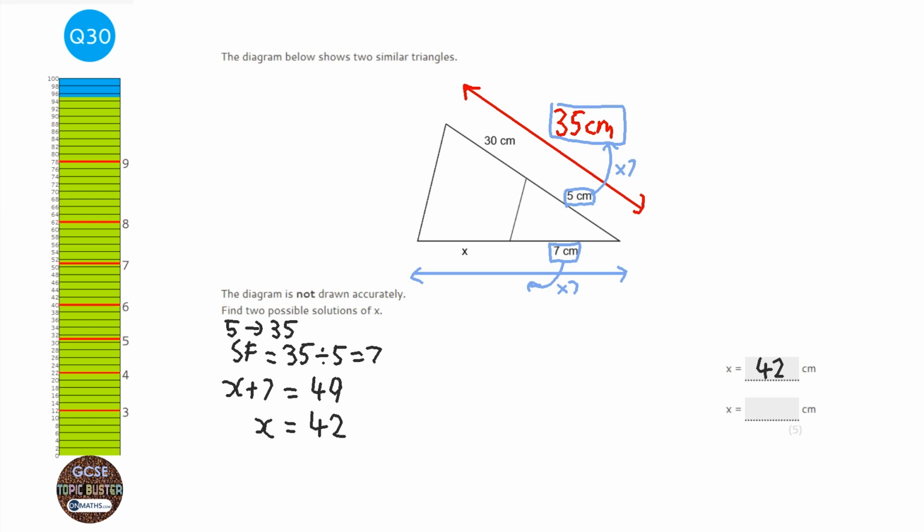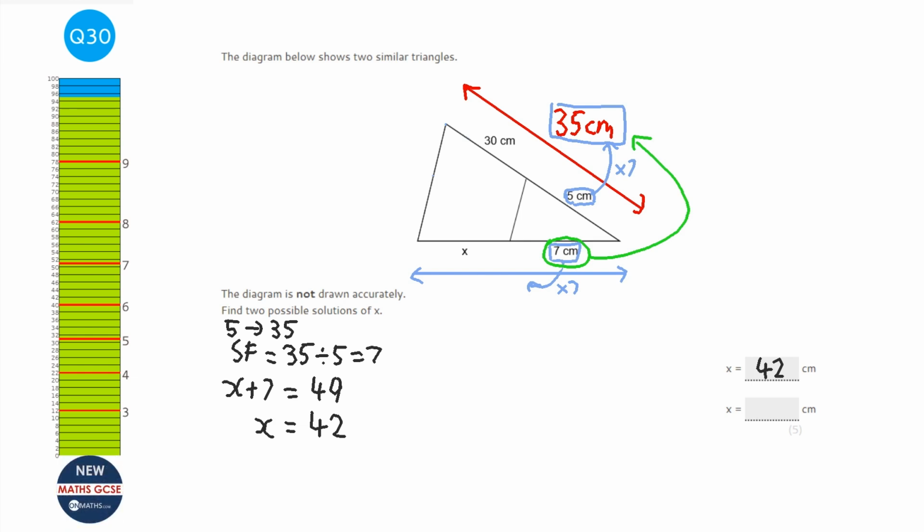So x is definitely looking like it's 42. However, it does say there's two possible solutions. One of the flaws that we've made is that we've assumed that the 5 corresponds with the 35, that this length here corresponds with the total length here. However, that's an assumption that we've made because it kind of looks like it does. And we're kind of used to questions where it does, because normally we know that these two here are parallel, and therefore it definitely would. But there's nothing in the question that says these two are parallel. So it could be that this 7 centimetres here is the one that corresponds with the 35 centimetres here.